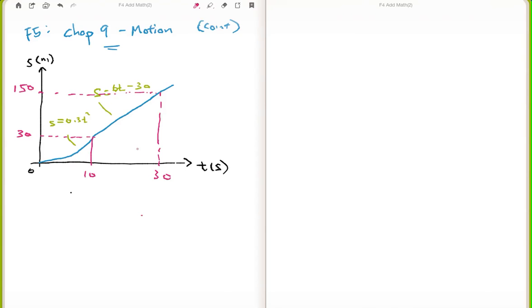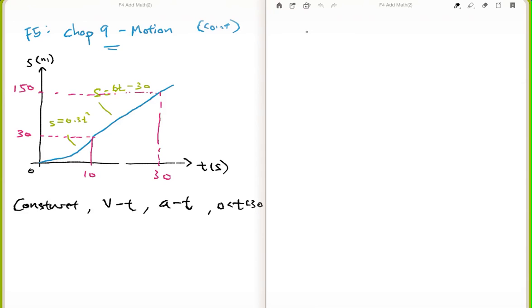So the bicycle moves along a straight road, and its position is described in the graph. You are asked to construct a VT curve and an AT curve. This is how it comes out in physics normally. You want to construct the VT and AT graphs for 0 to 30 seconds.